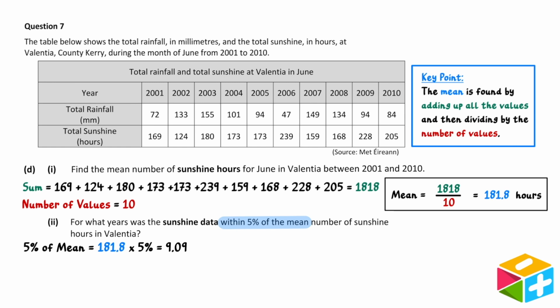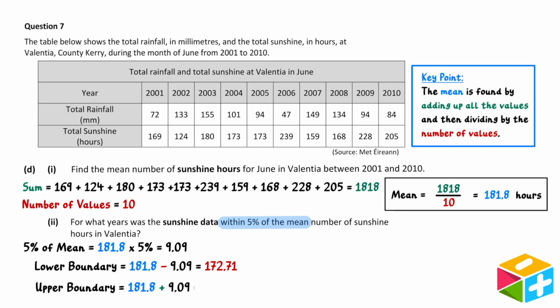We can concretely find our boundaries by subtracting and adding 9.09 from the mean. The lower boundary will be the mean, 181.8, minus 9.09. This gives us 172.71. The upper boundary will be the mean, 181.8, plus 9.09. This gives us 190.89.